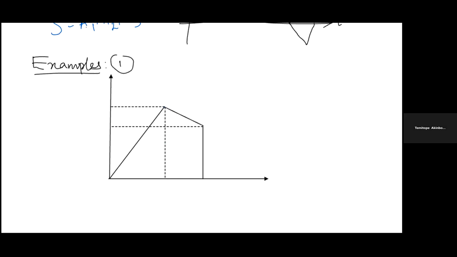Okay. So you can draw now. This is V, meter per second. This is T in seconds. This is the origin. This is 0.7. This is 5. And this is 7. Draw that quickly.